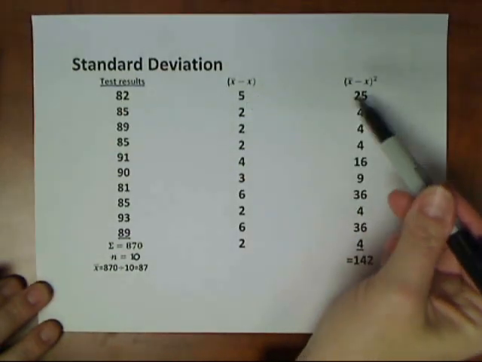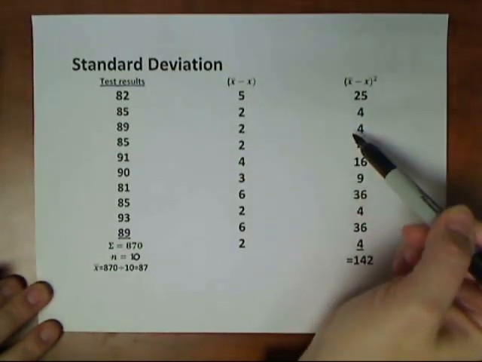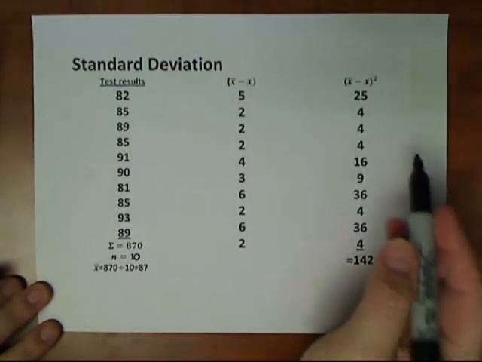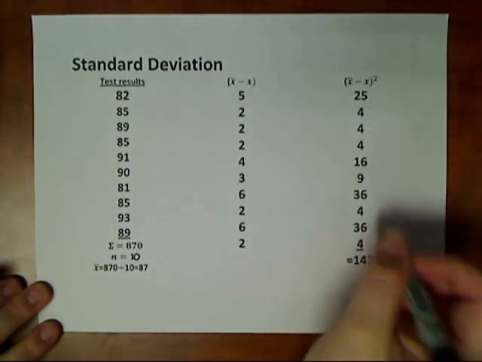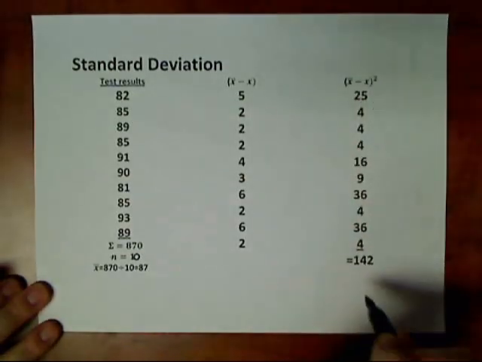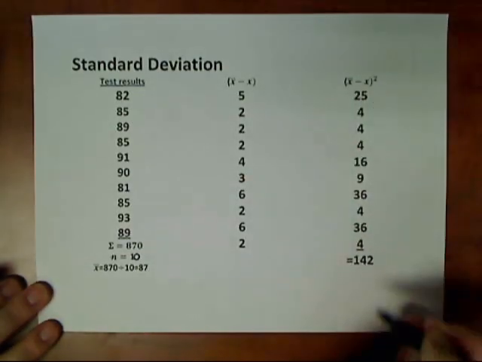5 squared is 25, 2 squared is 4, 2 squared is 4. You can see where I'm going with this. When you get to the end, you do need to figure out the summation of the mean minus x squared, and that gives you 142.